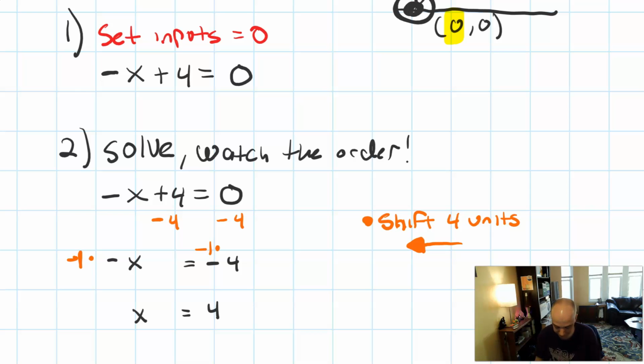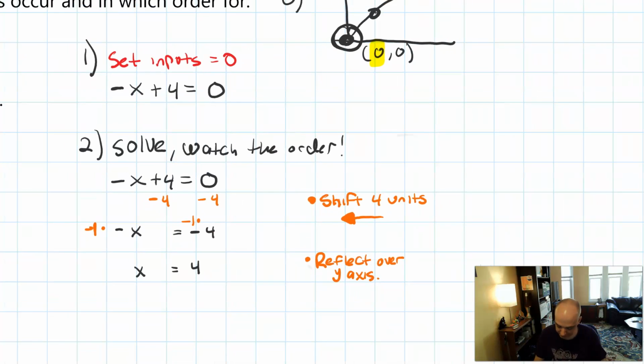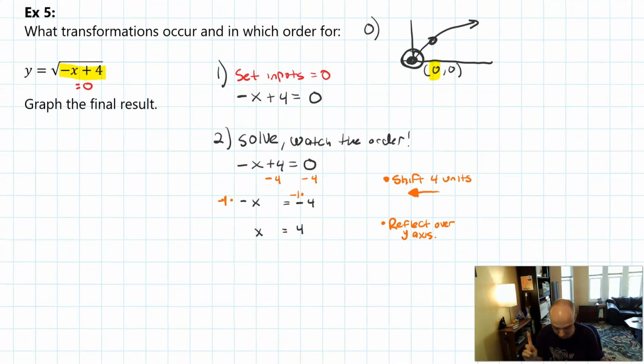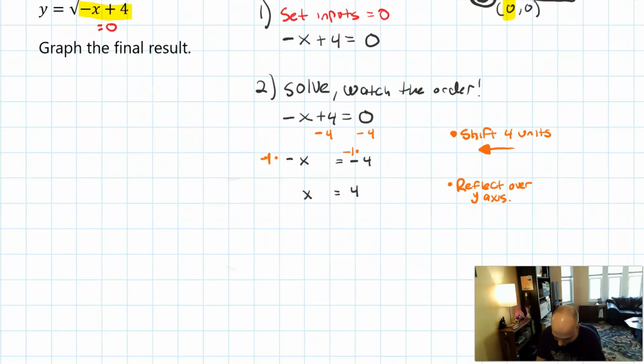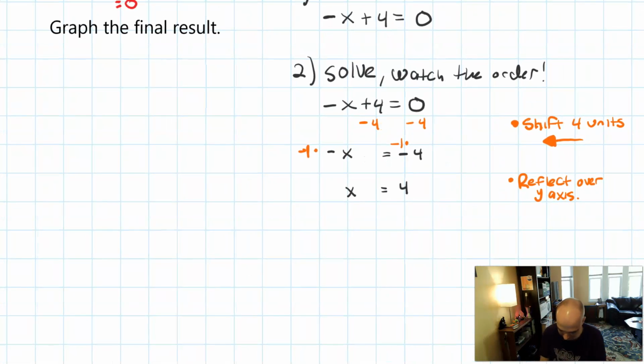But what did that multiplying by negative 1 do? That's the thing that reflected over the y-axis. So the two transformations that happen in order are a shift to the left 4 units and then a total reflection over the y-axis. Why does it matter that those happen in this order? Well, let's look at what happens when we graph the result.